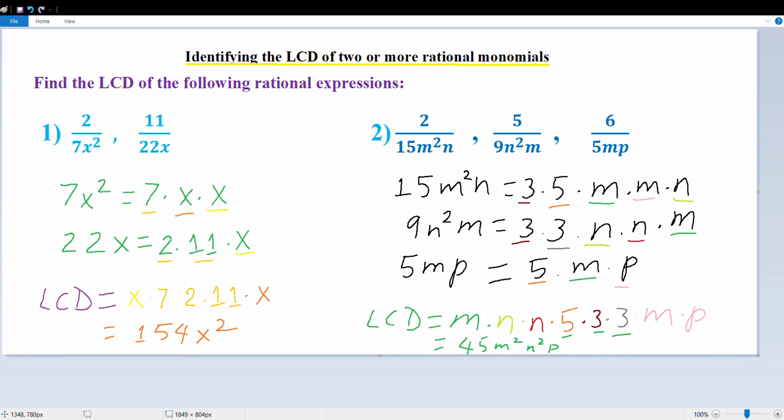So basically what we did is we rewrote the denominators for the given monomials, and we factored the denominators out, and we looked for the factors that are being repeated the highest number of times among the given denominators. And then we multiplied those common factors with the remaining factors which do not have any common factor with another denominator, and we multiplied all those common and remaining factors together to get the least common denominator.